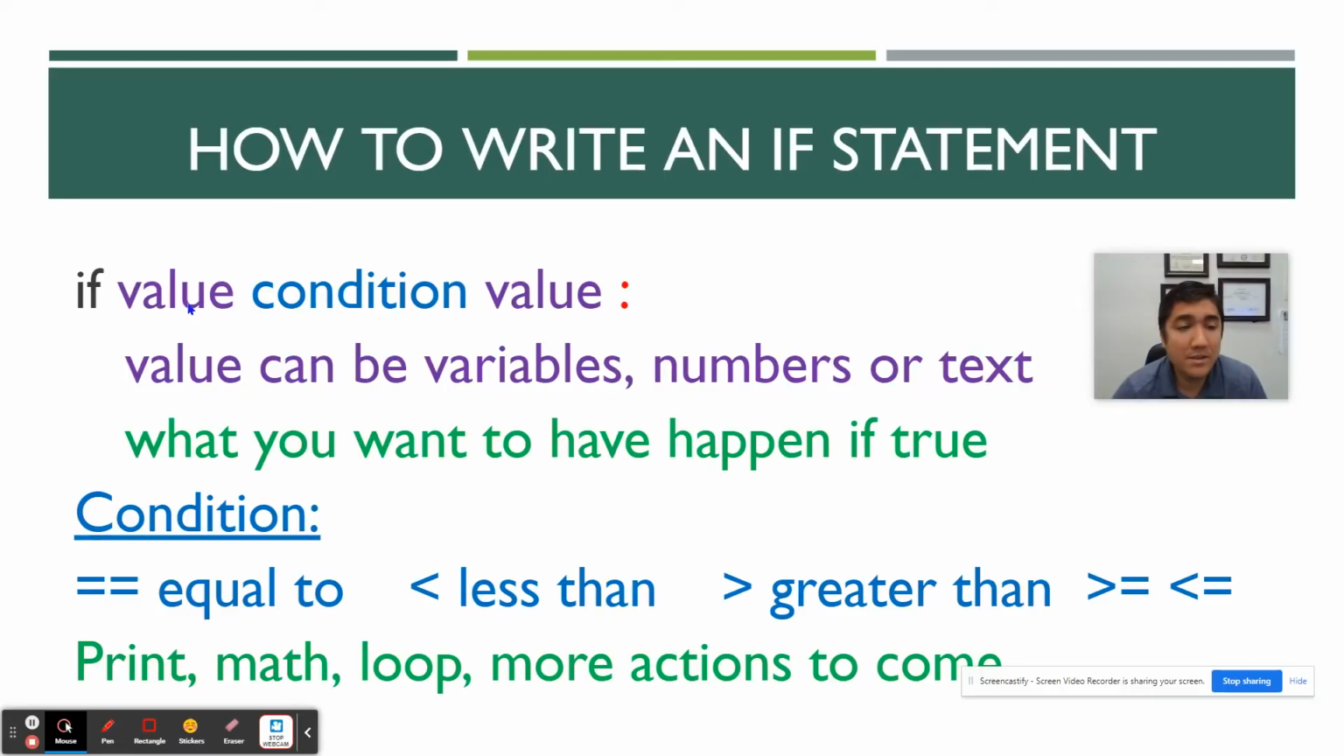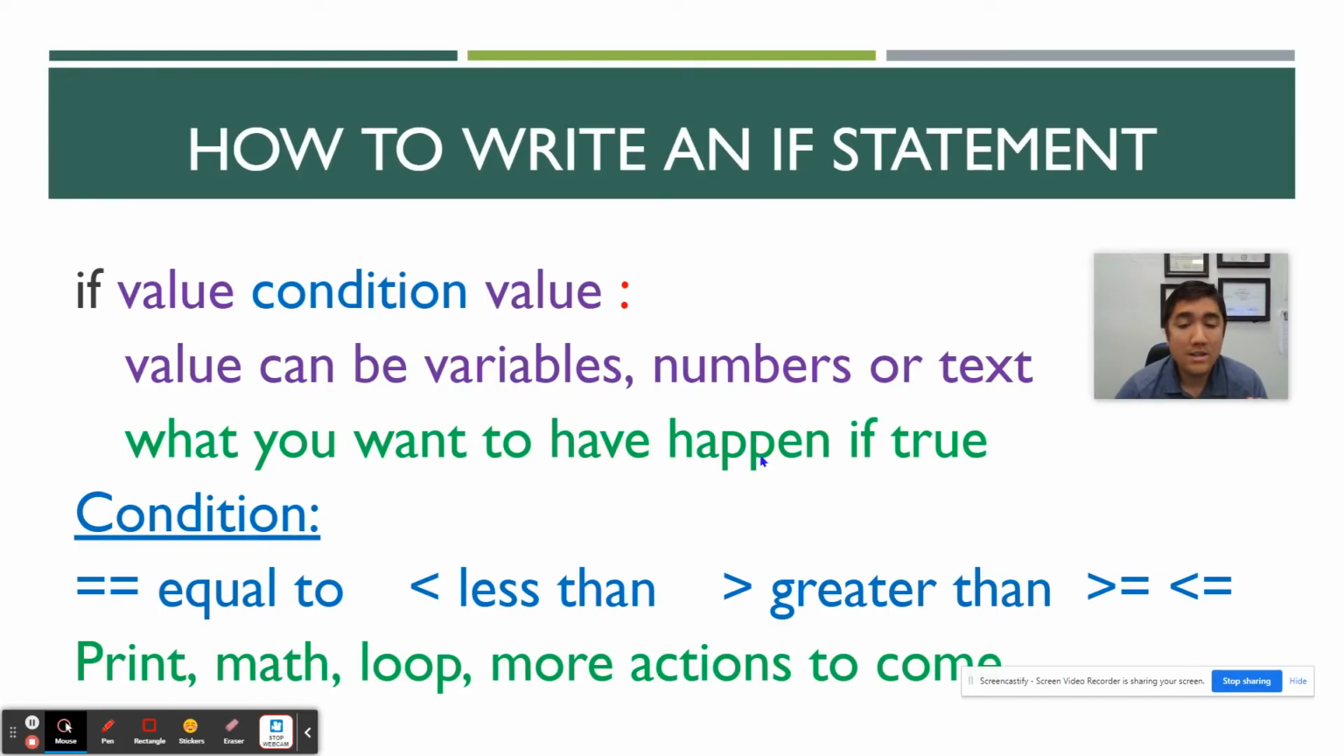So let's break this down. This is how to write an if statement. We always have the word if. Then we have values. That could be the variables we just showed, or it can be numbers, or strings. Values can be variables, numbers, or text. It can be really different things.